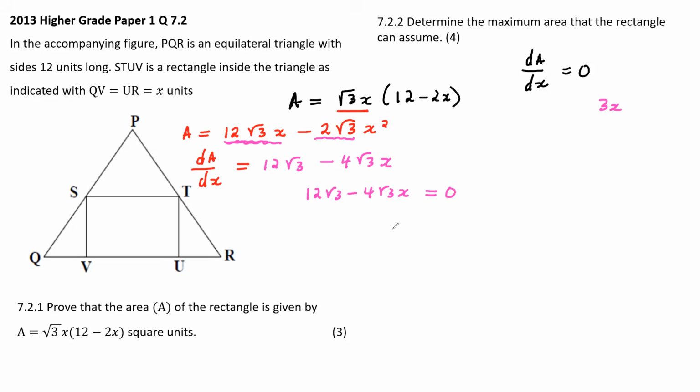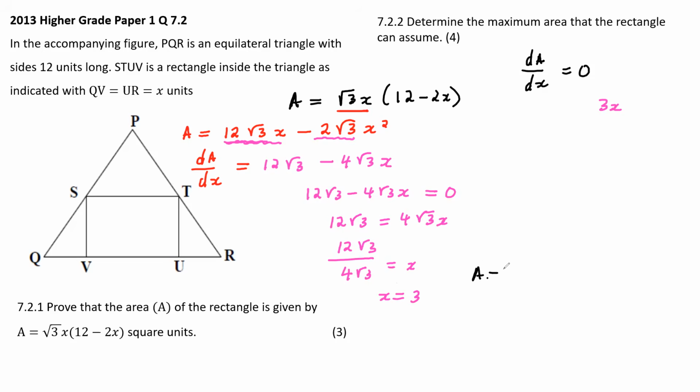Determine the maximum area, that's what they're looking for. Let's get the value of x. 12 root of 3 is equal to 4 root of 3x. Algebra. I can divide both sides by 4 root of 3. Then I think I can get my value for x as 3, but I'm looking for the area.